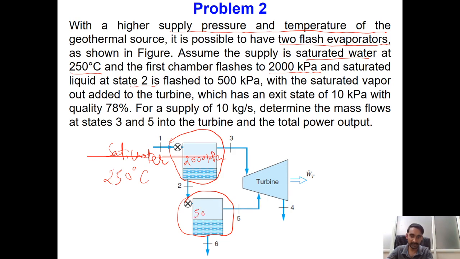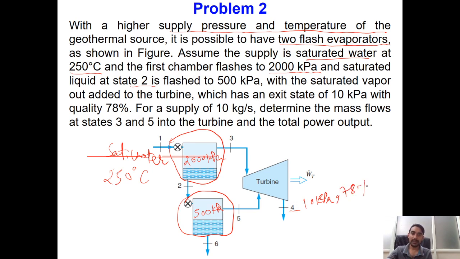So over here we have one more pressure of 500 kilopascals with saturated vapor, which is then added to the turbine. Both these saturated vapors are added to the turbine, and the exit of the turbine is at 10 kilopascals. So point number 4 corresponds to 10 kilopascals, and the quality is also given.